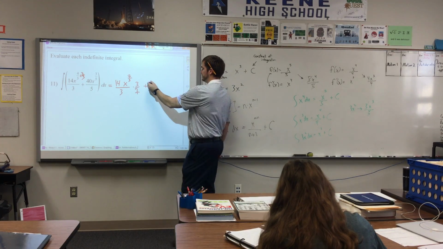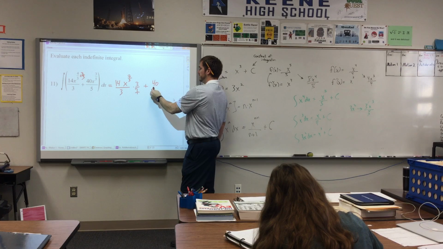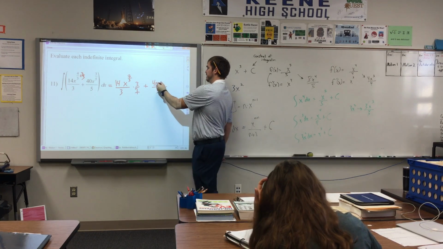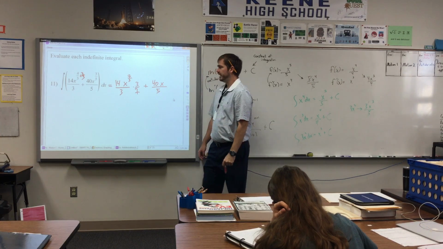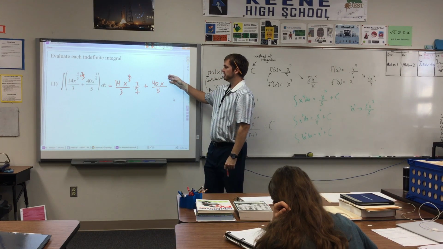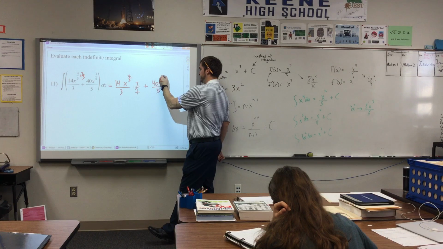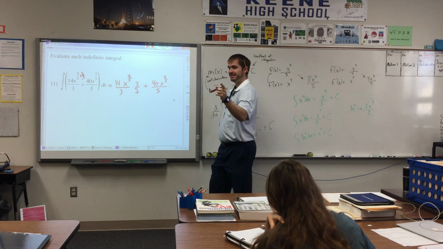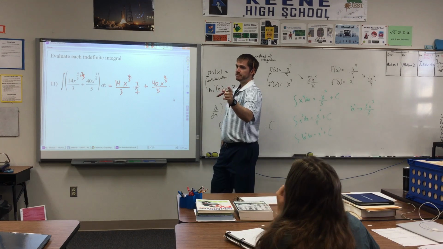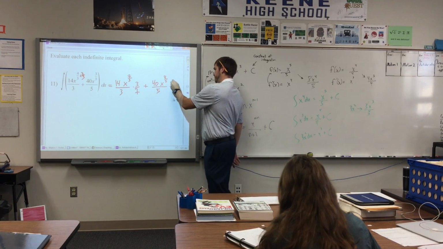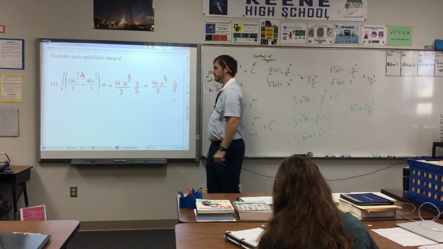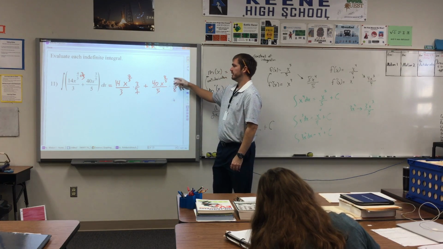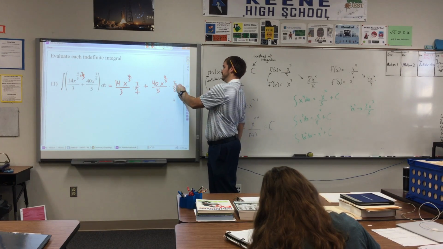Plus, we'll keep the 40, we'll keep the 5. We have x to the 8 over 5, times what? 8 over 5? Not times 8 over 5, no, 5 over 8. Times 5 over 8. Because we were dividing by 8 over 5, which would be the same thing as multiplying by 5 over 8, plus c. Okay.